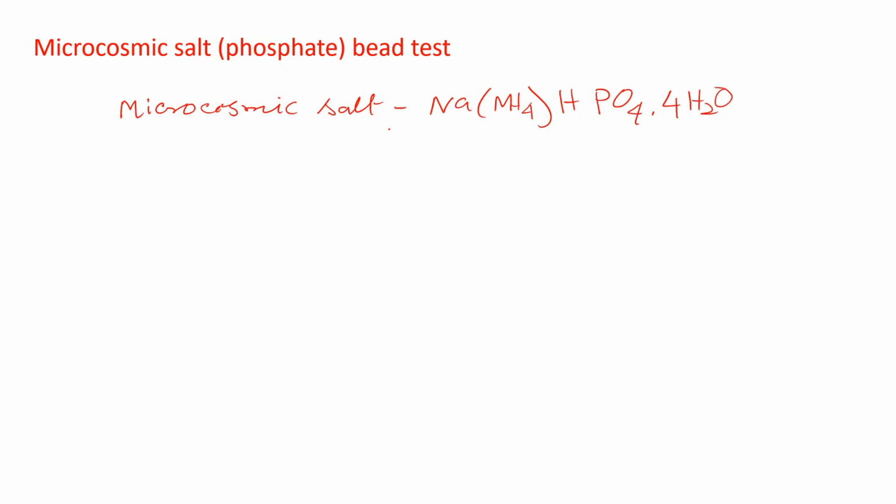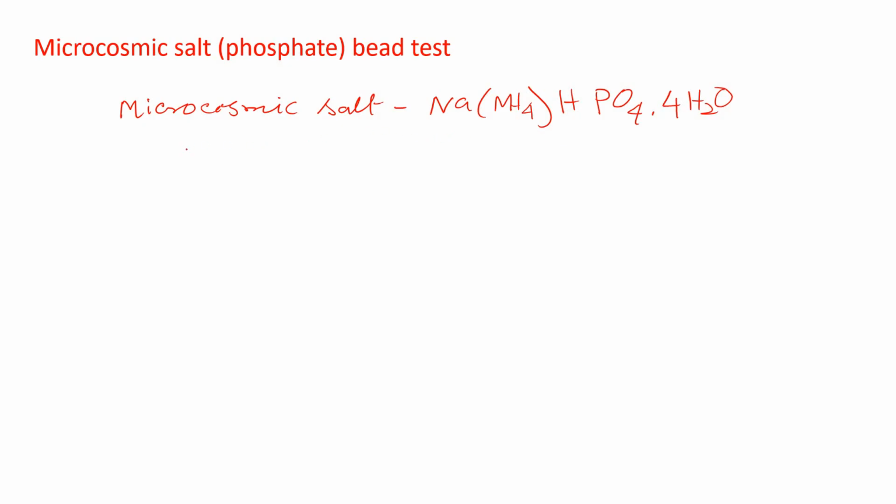Okay. Now, its test is just like borax bead test. This microcosmic salt, you have to take it in the platinum loop and hold it in the flame. That bead will form. That bead, you have to dip it in the salt and again you have to heat it. You will get the coloration, and the coloration also same as that of the borax bead test. That means the different cation give the same coloration in the microcosmic salt bead test and the borax bead test, right? But what is happening here?